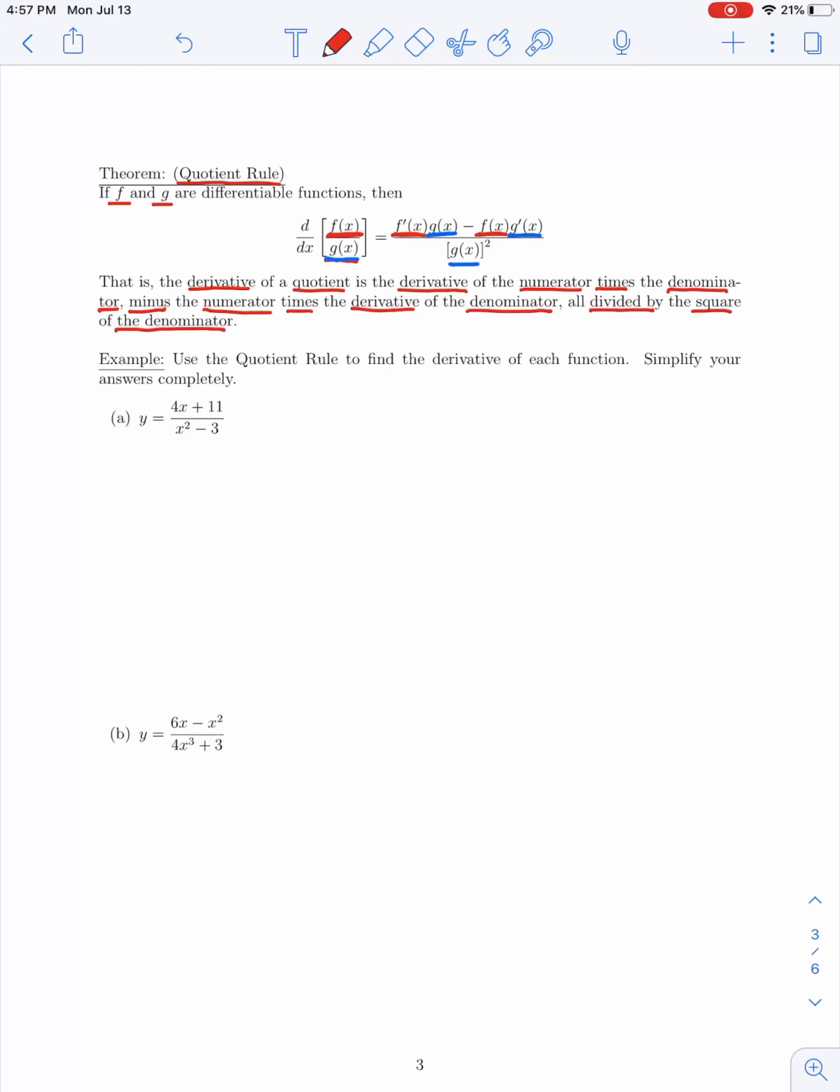So let's look at some examples where we're making use of the quotient rule. In this next one, we're told to use the quotient rule to find the derivative of each function and again simplify our answer completely. In part A, we have y is 4x plus 11 over x squared minus 3, a quotient of two polynomials.